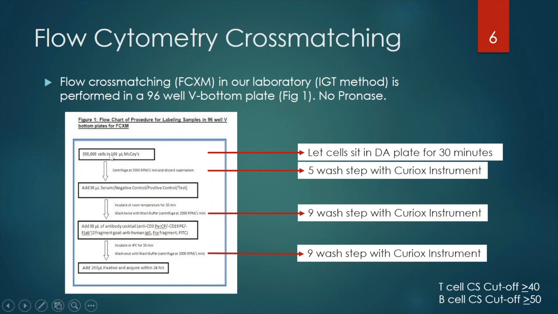And here, this is one centrifugation that I would do, 2000 RPM for 1 minute, whereas it would be 5 wash steps by the Curiox instrument, but it is still faster than completing a centrifugation. And now after you add your serum, in our protocol, we incubate at room temperature for 20 minutes, and then we wash it twice on the centrifuge with a wash buffer.